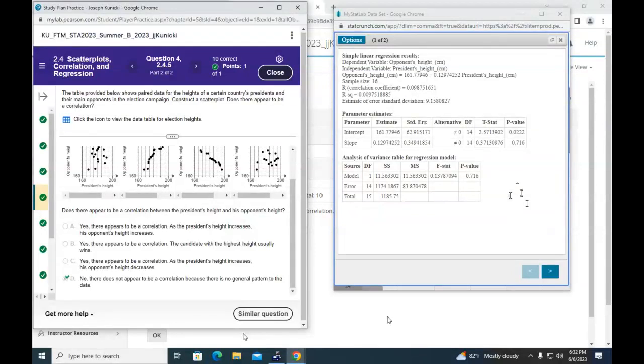Sample size, I said 20. There's 16 ordered pairs. That's n, sample size. And the correlation coefficient should be little r, but they use capital R, so we got to bear with it.